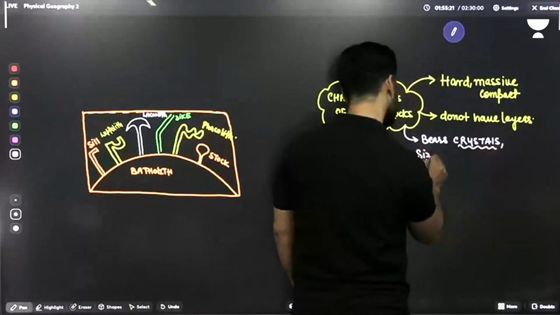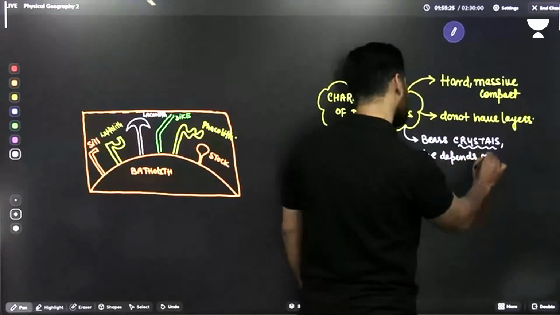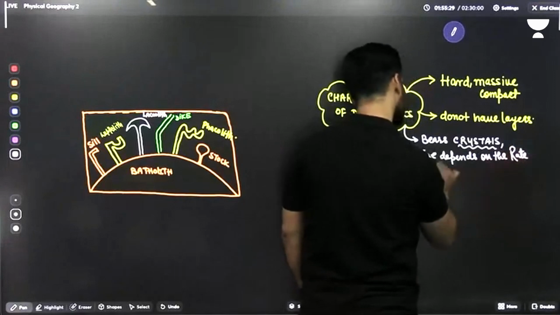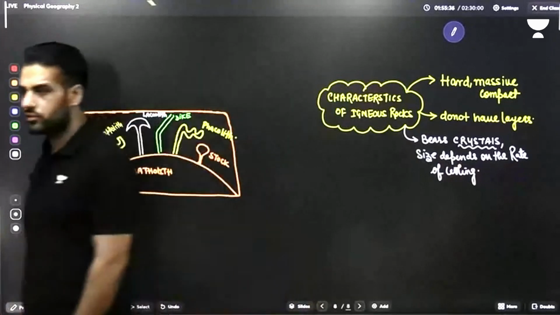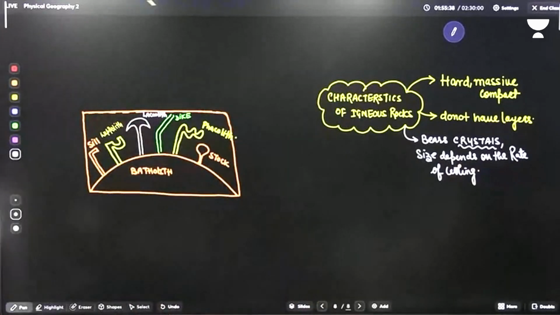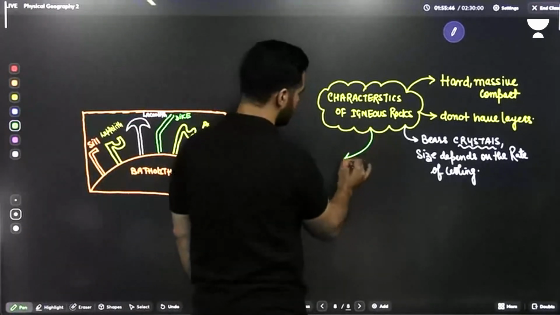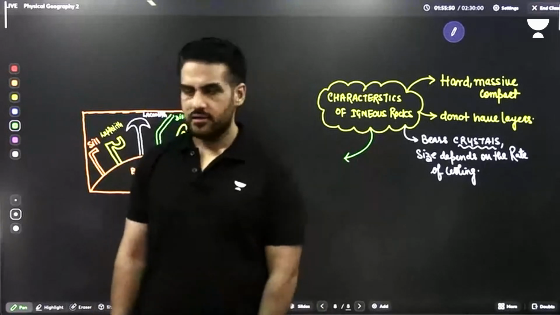The size of the crystal depends on the rate of cooling. Rest story you know. Faster the cooling, smaller the texture crystals. Slower the cooling, larger the texture crystals. अब आते हैं नेक्स्ट कहानी पे इसकी। ध्यान से सुनना. We have two things.